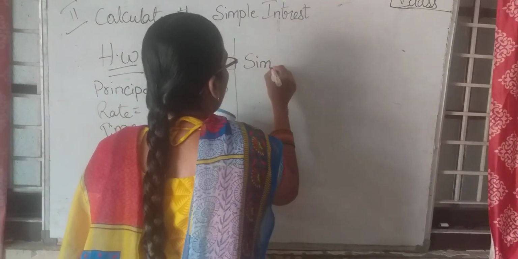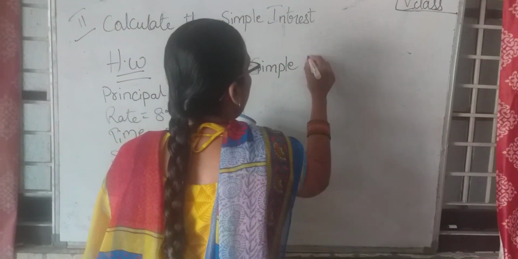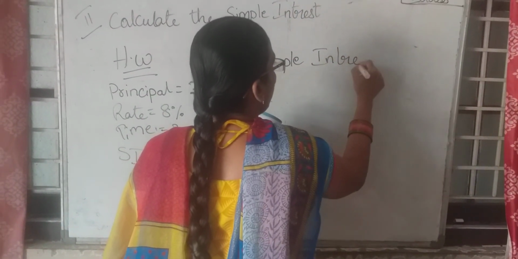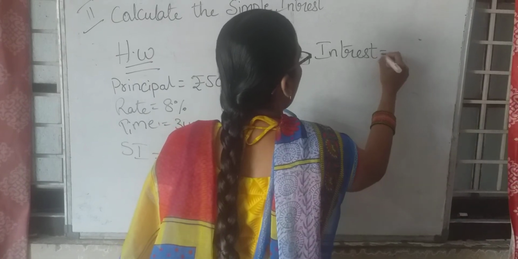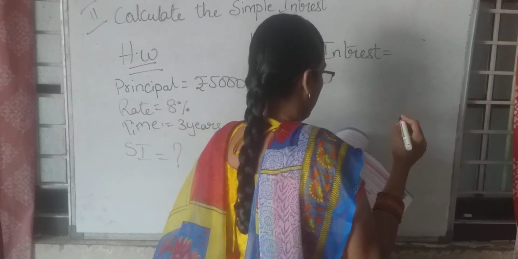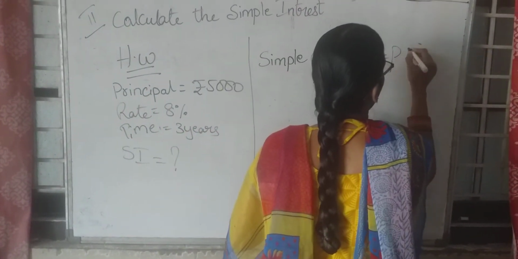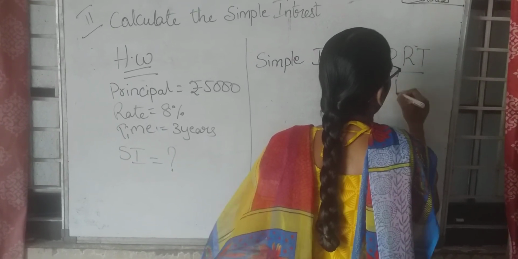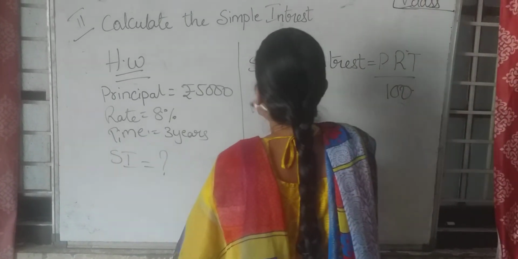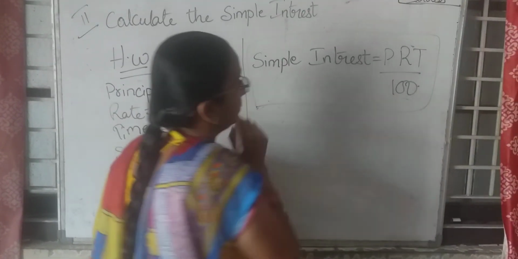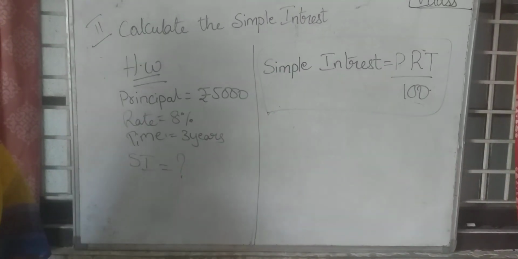Simple interest is equal to PRT by 100. Write this formula 5 times, children. Everyone write the formula 5 times. Okay? That is enough.